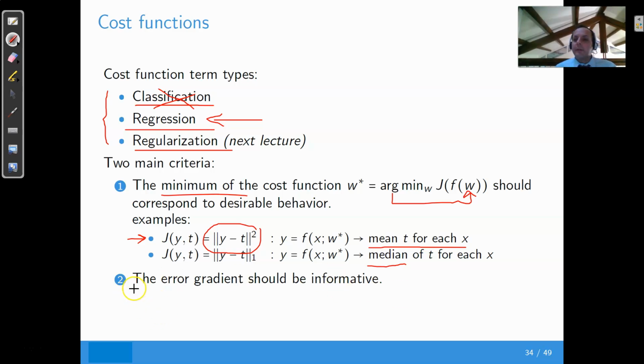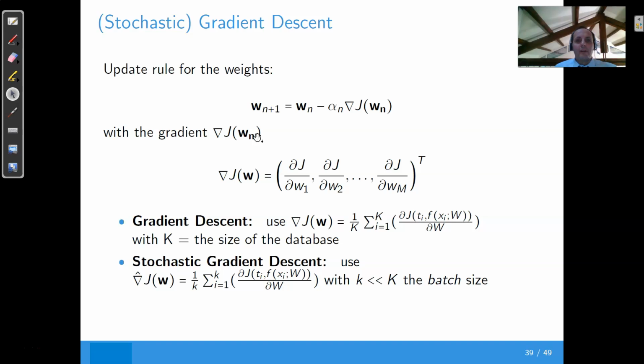Another important point is that the error gradient should be informative. It means that when you are computing the minimum of your cost function, as we saw in the previous relations, the minimization or the gradient depends also on the values of the error. So the error should contain informative or detailed information regarding the signals. It is something that should be carefully considered while you are performing the minimization of your cost function.